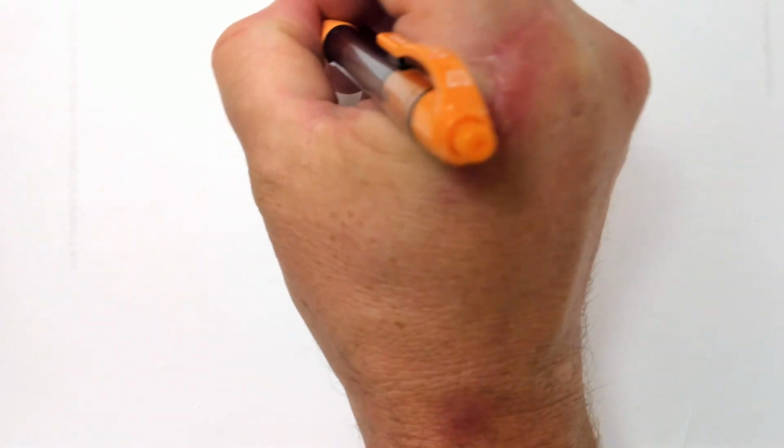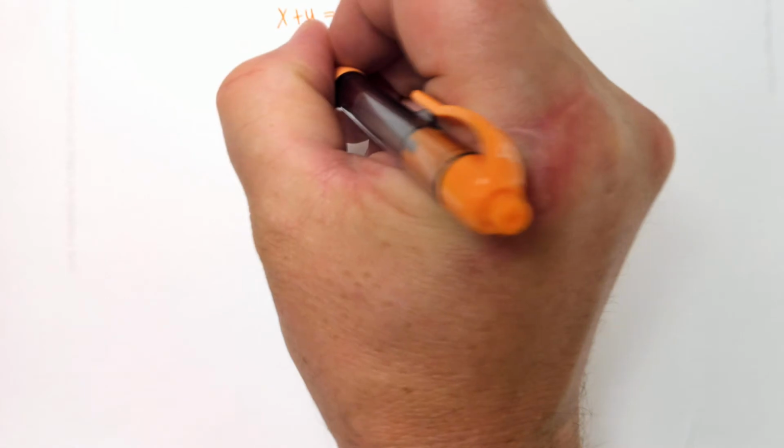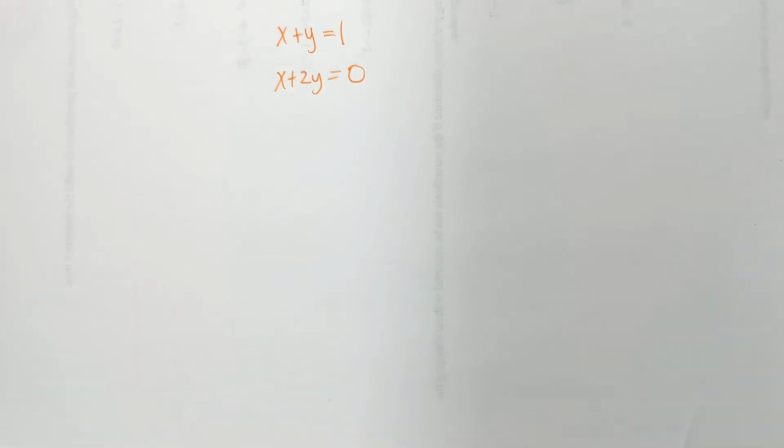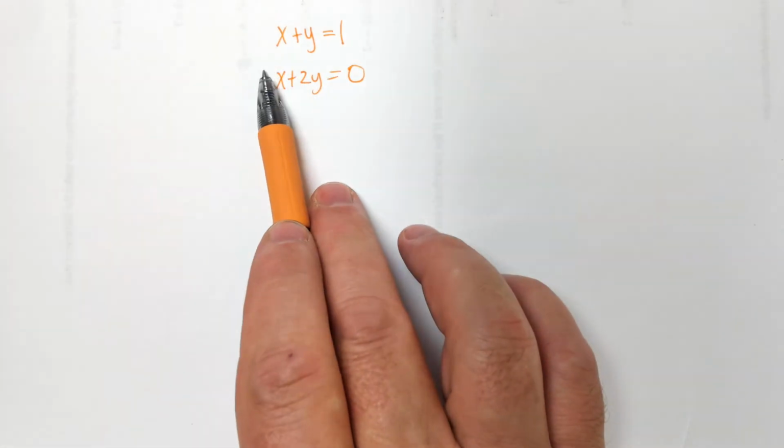Okay. x plus y equals 1. x plus 2y equals 0. So I'm going to show you how to do substitution one more way. What we're going to do is solve both of these equations for x.